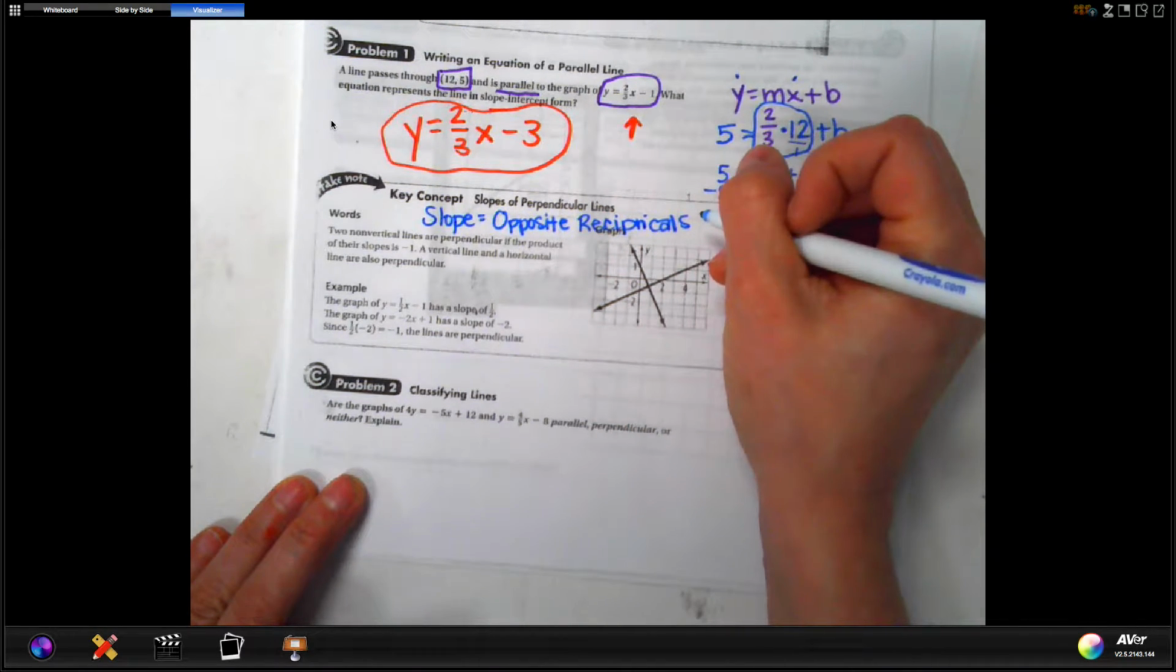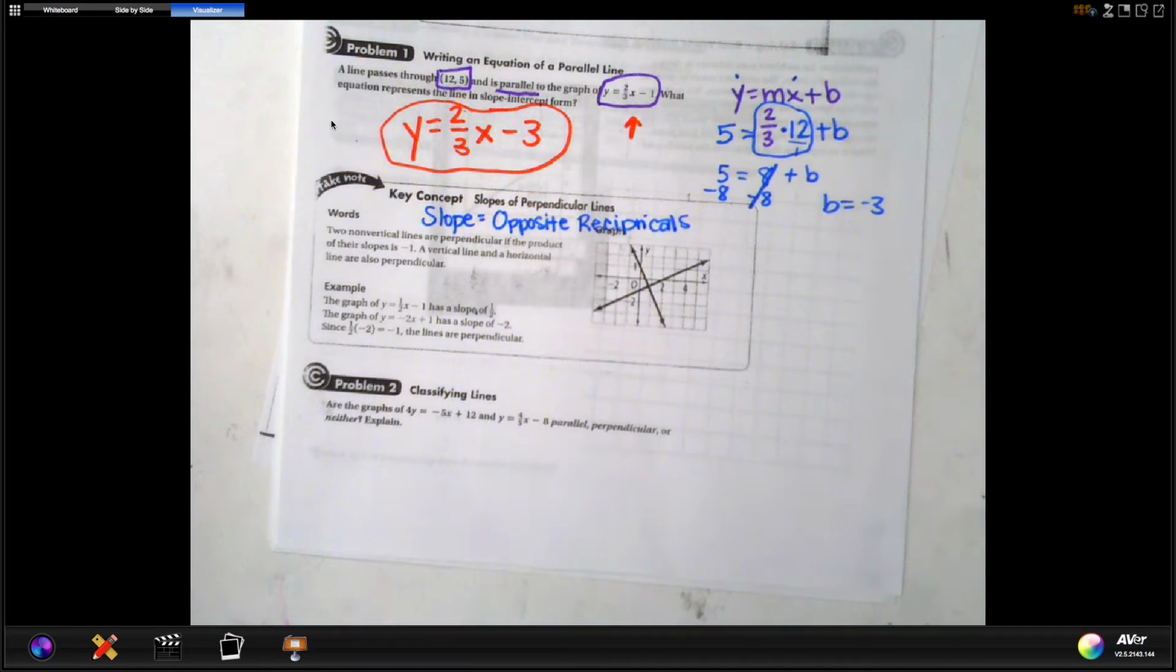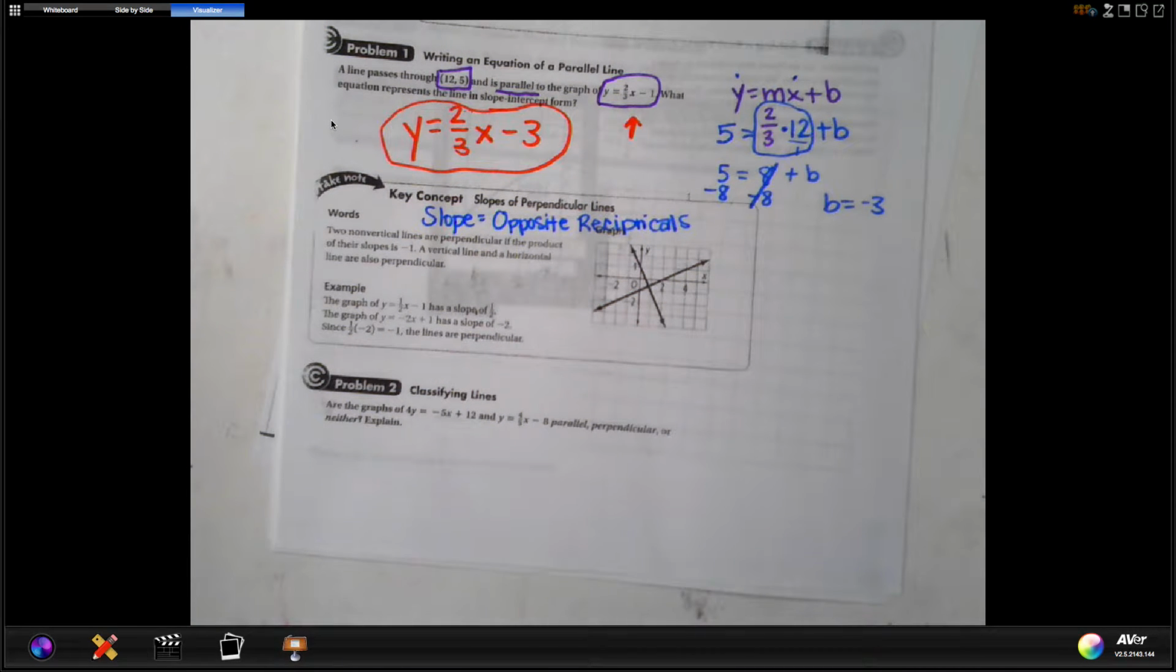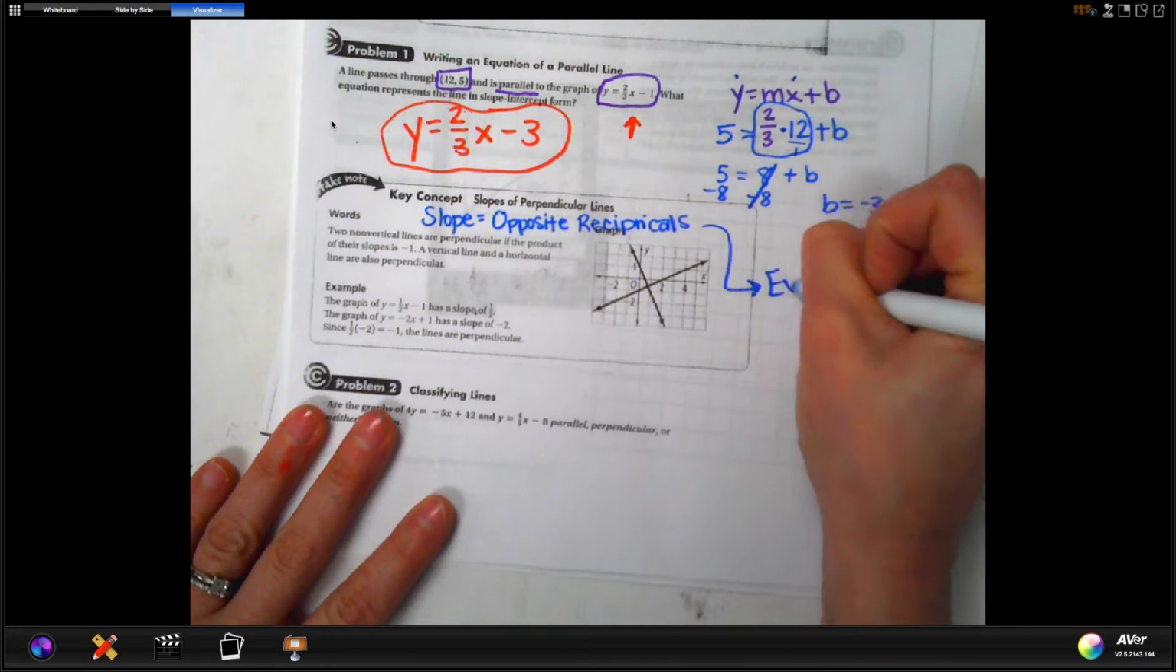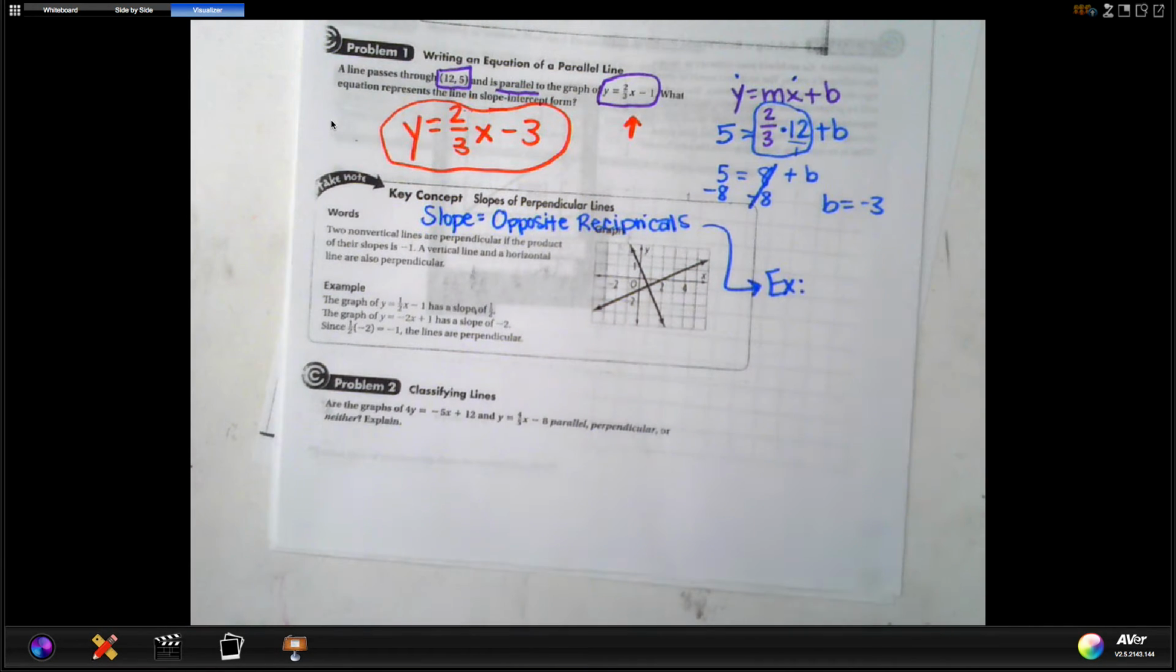What's a reciprocal? Go, Cody. The flip version. Okay, so here's an example. Let's give an example over here. So for example, opposite reciprocals would be this.